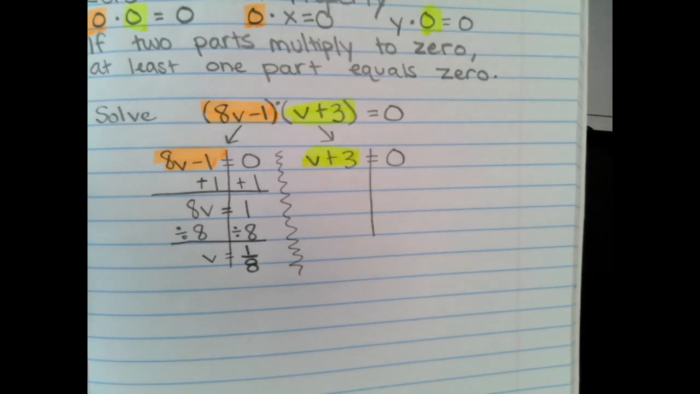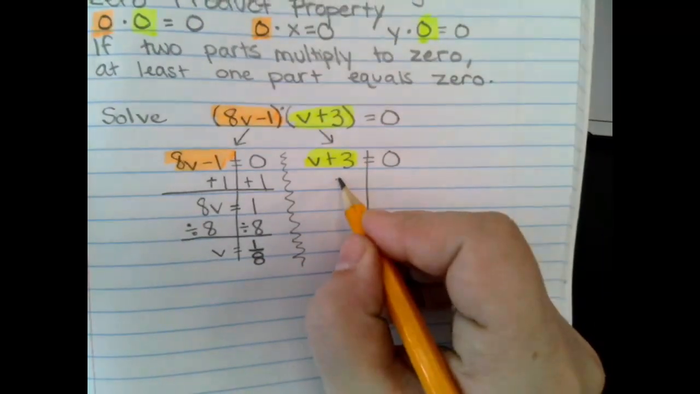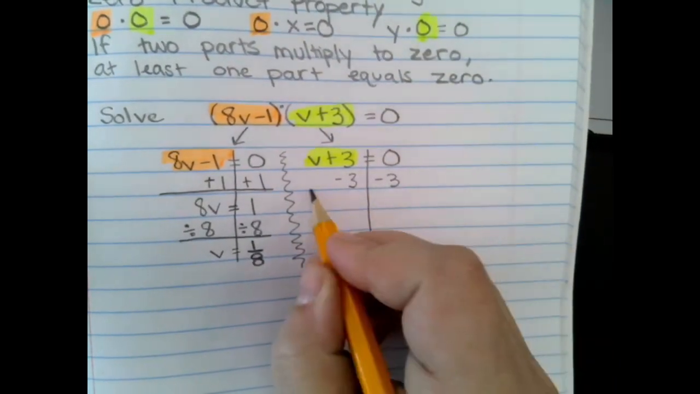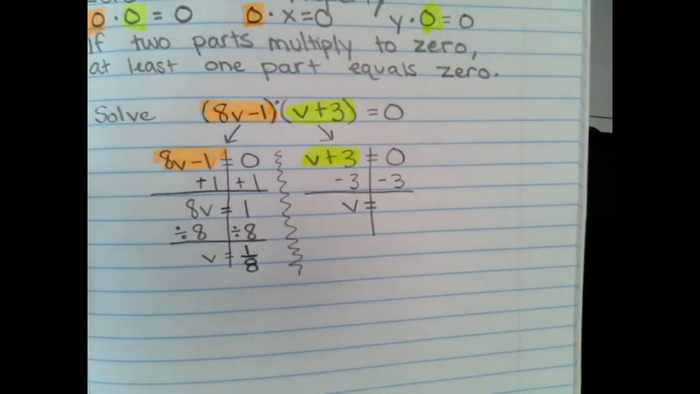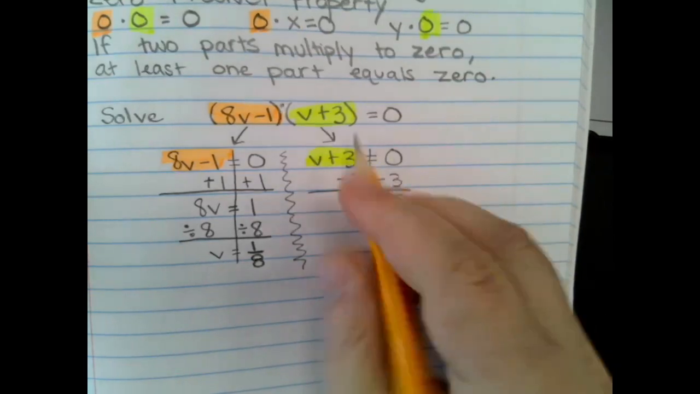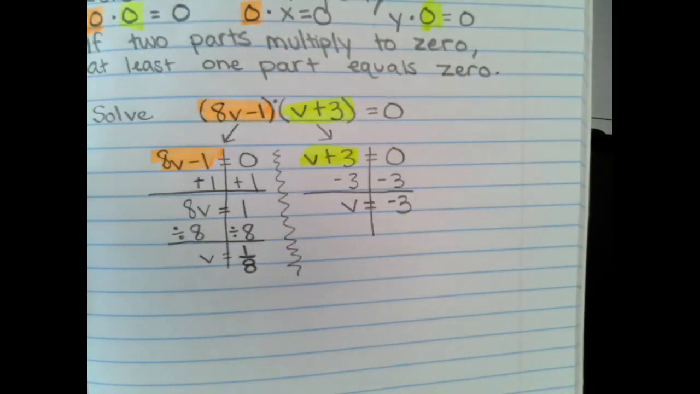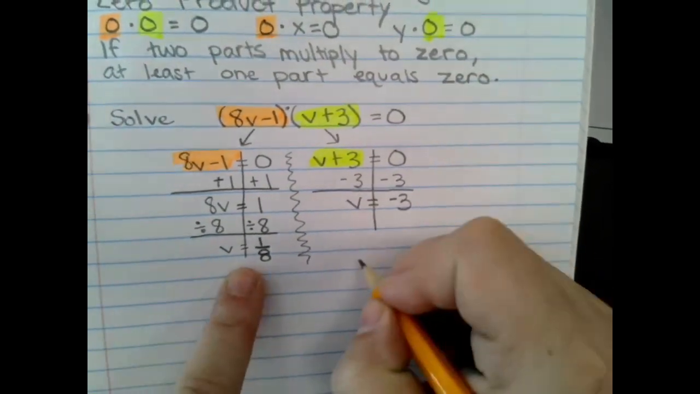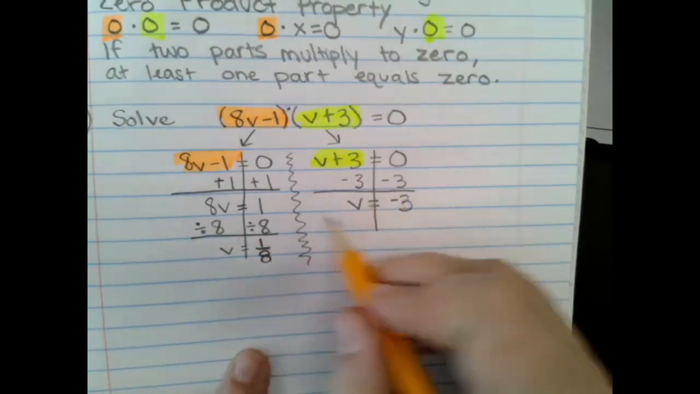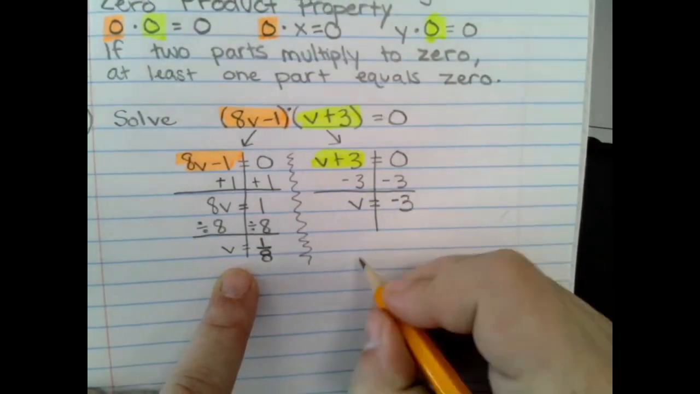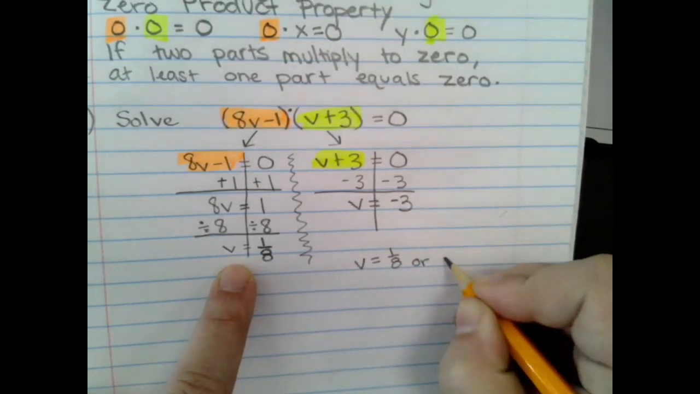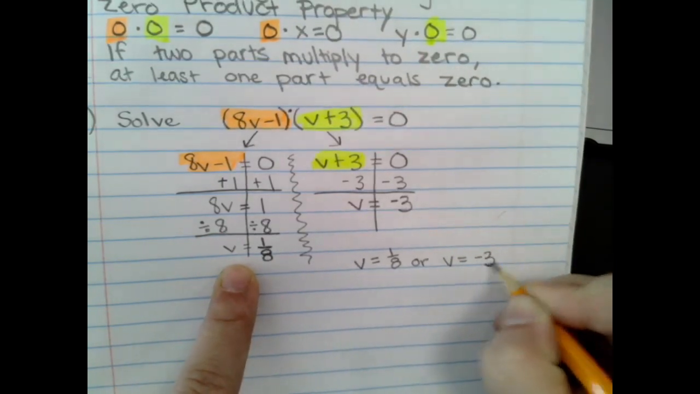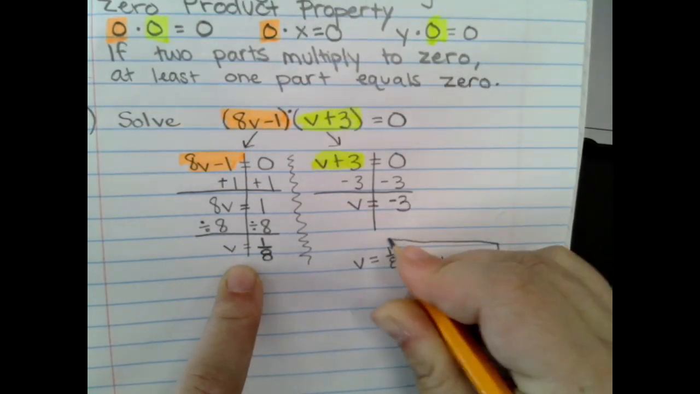All right, v plus 3 equals 0. If I solve that, what am I going to do? Minus 3 to both sides. And v would equal negative 3. And that makes that second part 0. So then whatever the first number is times 0 equals 0. So our final answer, if you want to write it nice and professional, we would write v equals 1/8 or v equals negative 3. Remember with quadratics, we have options.